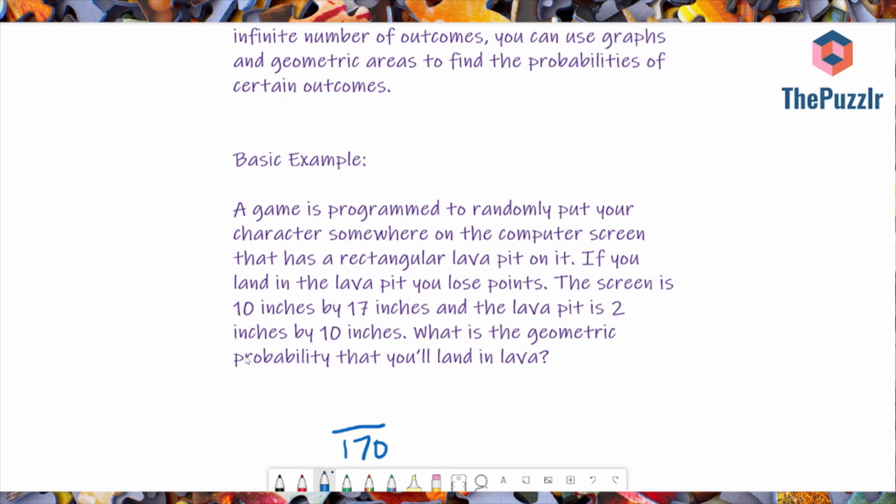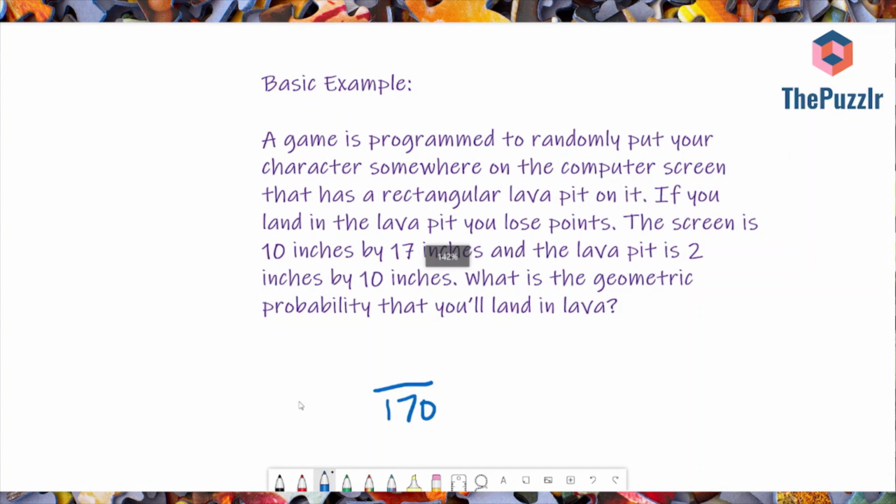So you have to realize that the 2 inches by 10 inches, well, this is a computer screen. There's an infinite number of points on the computer screen. On any geometric shape, any 2D shape, there's going to be an infinite number of points. So we can't just use our normal total number of successful outcomes over total number of outcomes. That won't work here. So we need to flip it around a bit. What we do is 170 is the total area, and then the lava pit is 2 inches by 10 inches. So our successful area is 20.